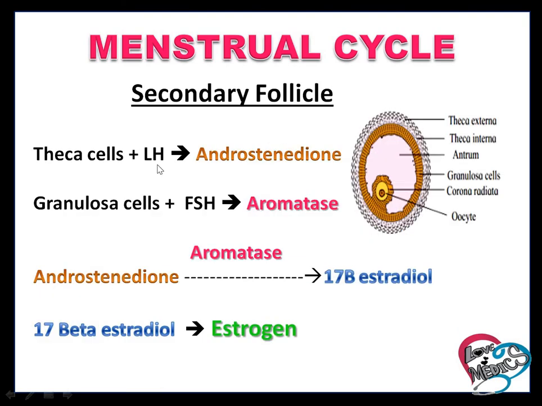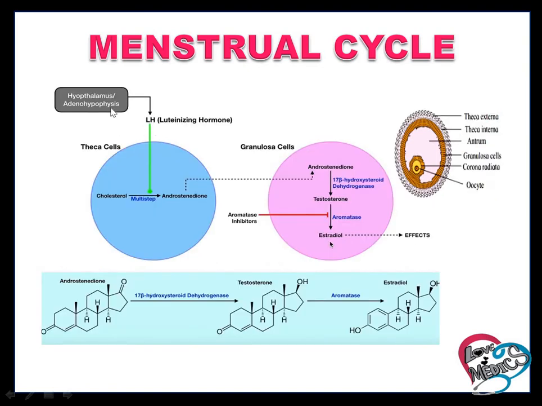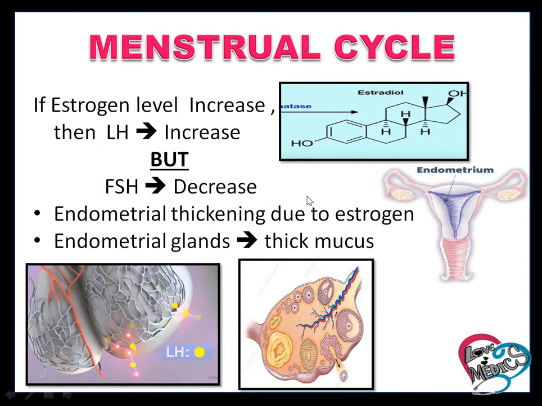Theca cells, attached with luteinizing hormone, produce androstenedione. Granulosa cells, attached with follicle stimulating hormone, produce the aromatase enzyme. The aromatase enzyme converts the androstenedione into 17-beta estradiol, that is estrogen. Now the estrogen level is increased. If the estrogen level is increased, the luteinizing hormone level also increases, but the follicle stimulating hormone level is decreased. That is a negative feedback mechanism. The LH effect is a positive feedback mechanism.